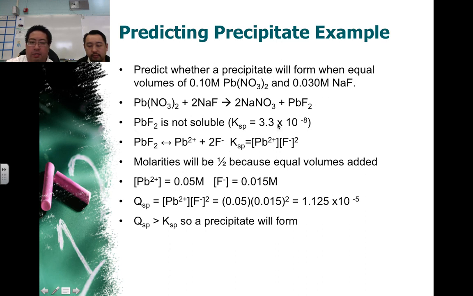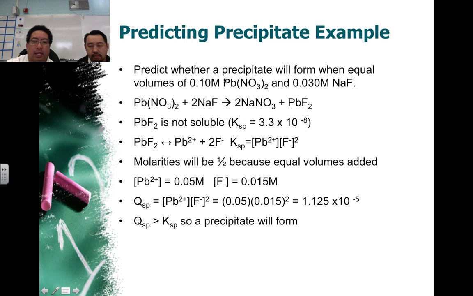If we look at PbF2 and we have our KSP, we need to create our KSP expression. For every formula unit of PbF2 that dissociates, you're going to get one lead ion and two fluoride ions. So it's shown by our expression here, where F is squared because of the 2 here. Now the molarities are going to be half because we had equal volumes. Remember, once we mix these together, the volume doubles, so the concentration will drop by 1/2.